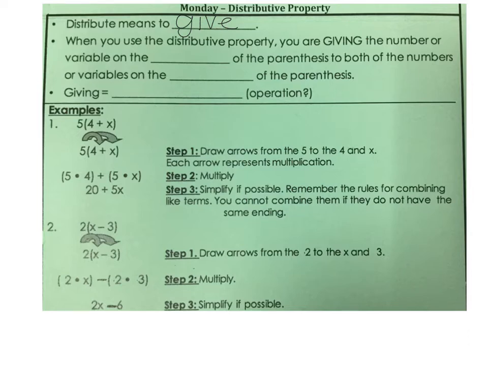I distribute, or give. When you use the distributive property, you are giving the number or variable on the outside of the parentheses to both of the numbers or variables on the inside of the parentheses. So in distributive property, giving is going to equal multiply. So when I give, I'm going to multiply.